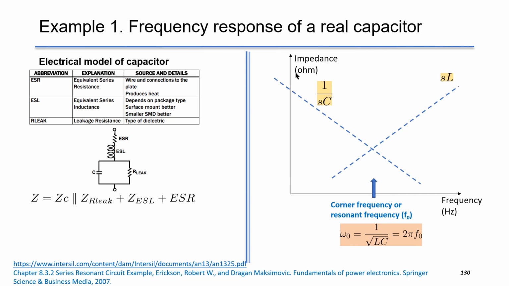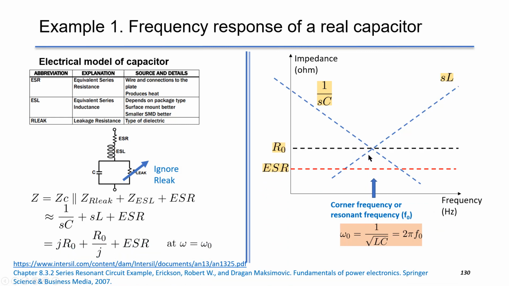This is the frequency versus impedance of each component. Notice that usually the Rleak is pretty big, so we can ignore it and assume it's open. So the final Z will be just three parts in series. The impedance of capacitor is 1 over SC, and it is reducing as frequency increases. On the right hand side, we have the impedance of L, which is S times L. At higher frequency, SL has a higher impedance. So that we have two magnitude asymptotes.